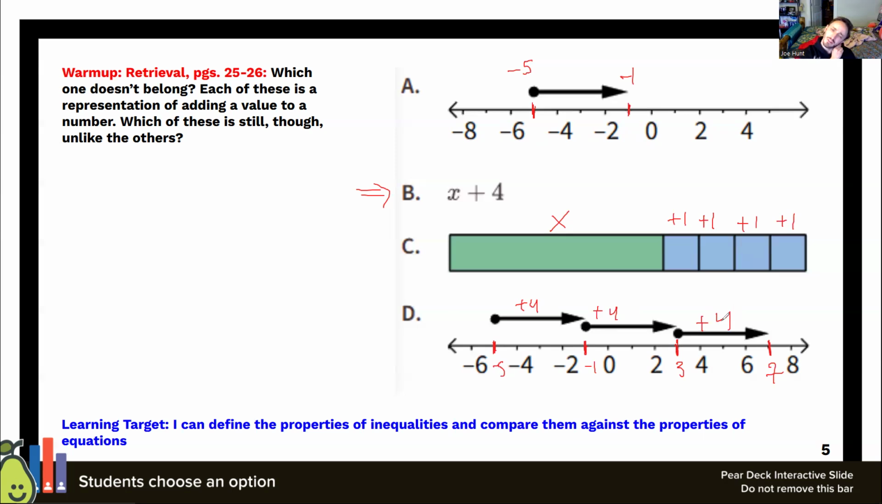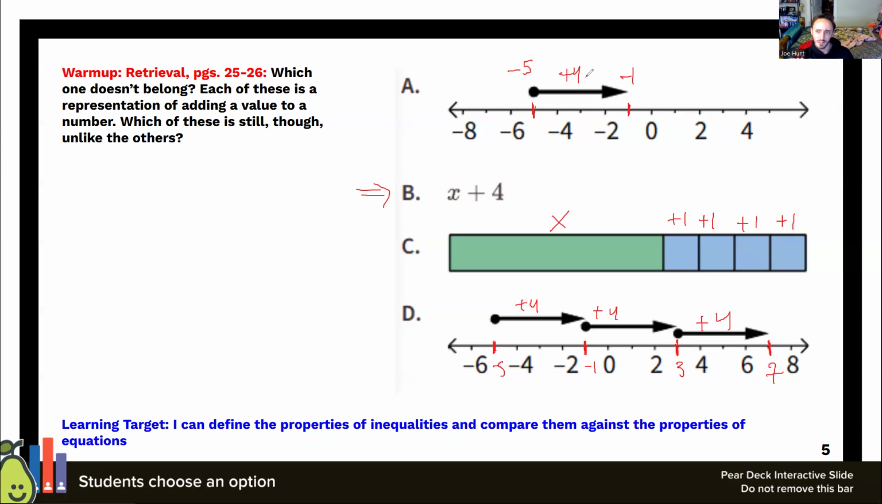So you may have noticed that B was the only algebraic expression of the lot, and maybe that is what makes it different. If you look at A and D, we've got real number lines that are representing this unknown +4 that's happening. So part C is different, right? In the sense that it's not a number line diagram, it's more like a pictogram. D is different in the sense that you're adding 4 to something, but you're doing it 3 times in a row instead of just once, right?